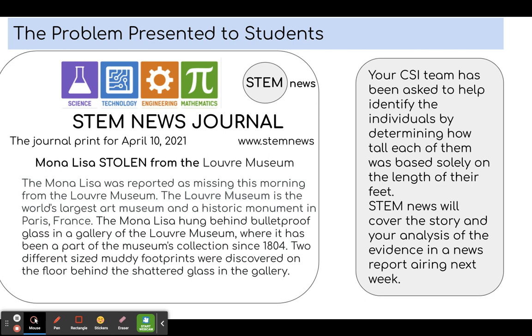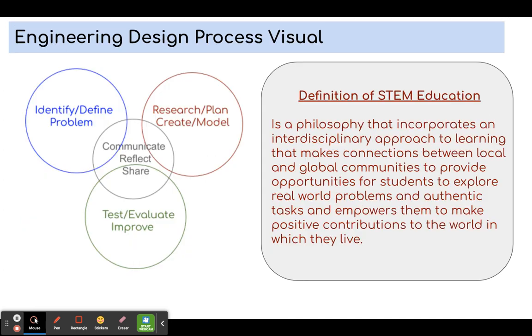Two different-sized muddy footprints were discovered on the floor behind the shattered glass in the gallery. Your CSI team has been asked to help identify the individuals by determining how tall each of them was based solely on the length of their feet. STEM News will cover the story and your analysis of the evidence in a news report airing next week.